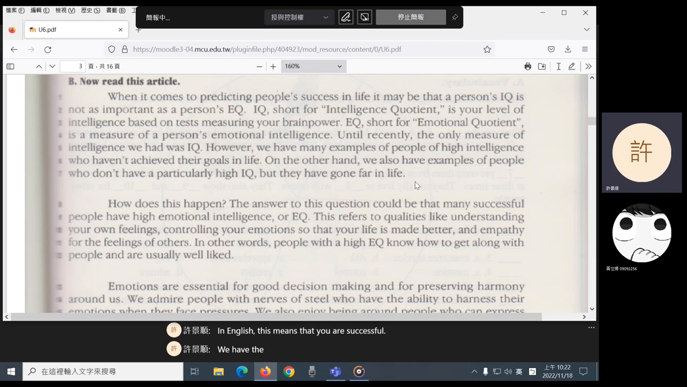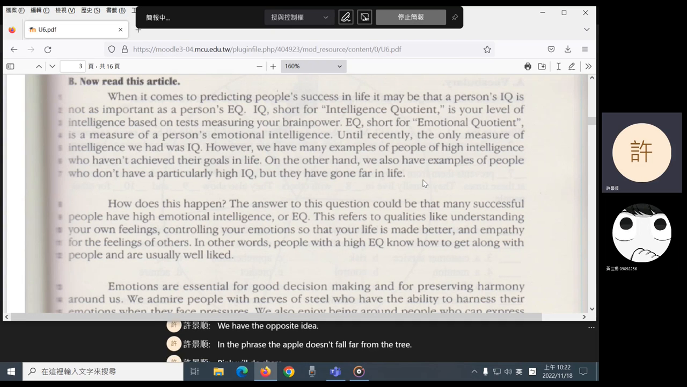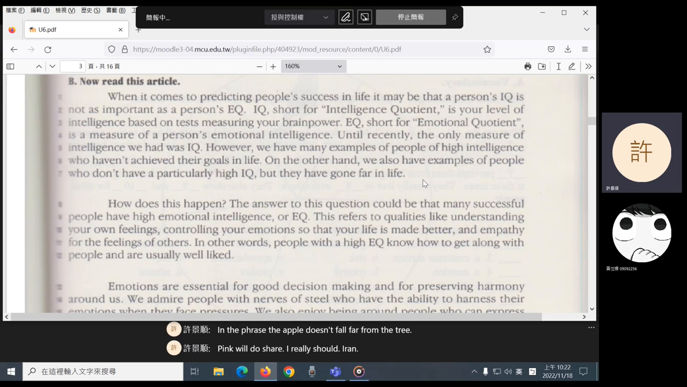We have the opposite idea in the phrase, the apple doesn't fall far from the tree. 苹果落下来不会离树太远. In Chinese, this means 有其父就有其子, something like that, right? 中文不是很好. In English, we say, the apple doesn't fall far from the tree.